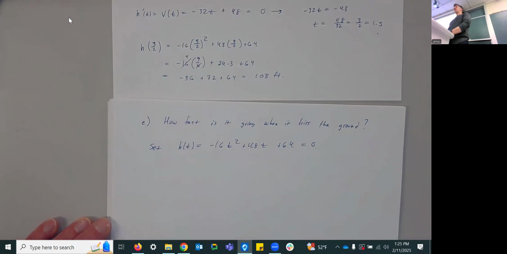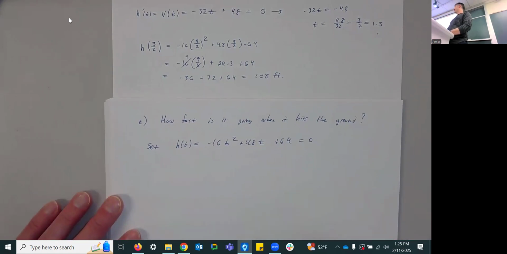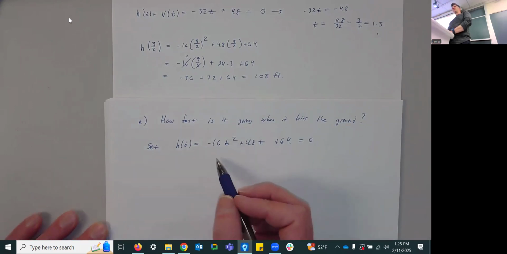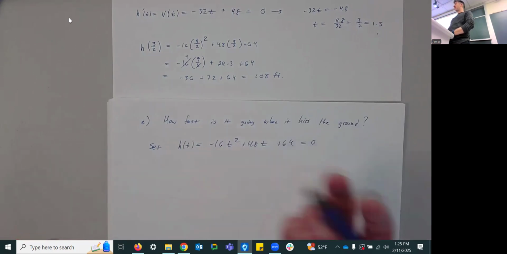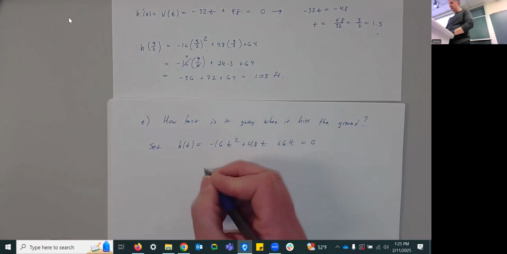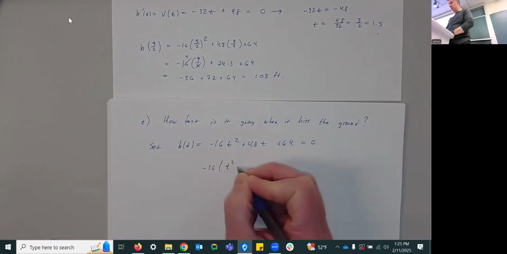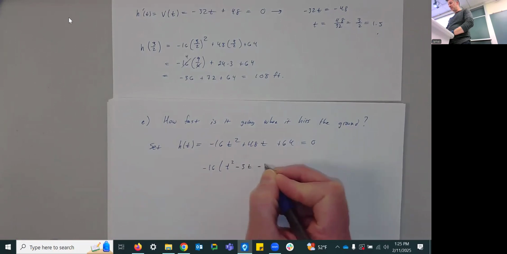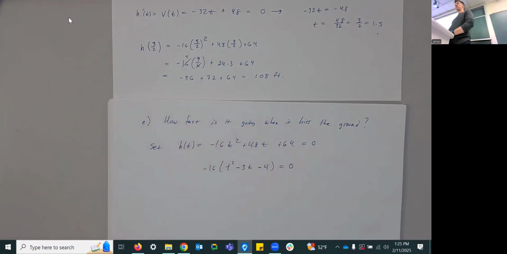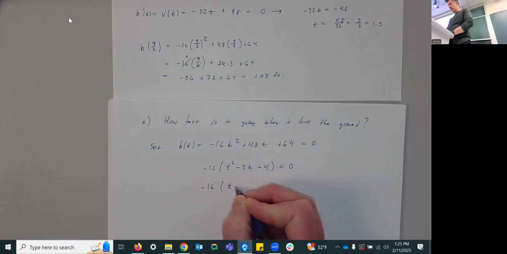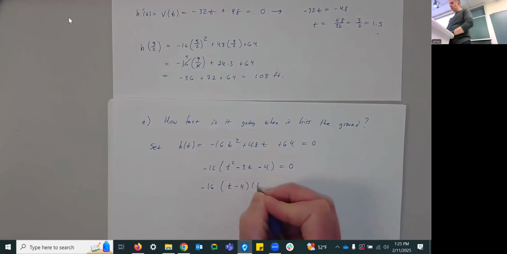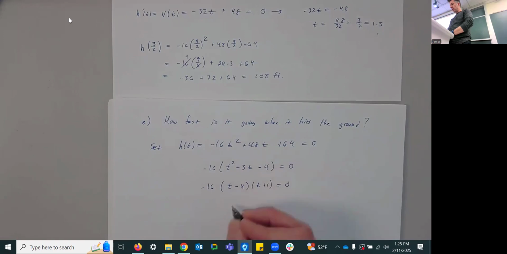Looking pretty quadratic to me. I'd much rather not use the quadratic equation if I didn't have to, though. And this problem's definitely been written with care. Each of these numbers is a multiple of 16, so we can definitely factor out a -16. So we have -16 times t squared minus 3t minus 4. If we factor this more, it factors as t minus 4 times t plus 1. So it's either going to hit the ground after 4 seconds or 1 second before we threw it, which doesn't really make sense. But it kind of does make sense, actually.